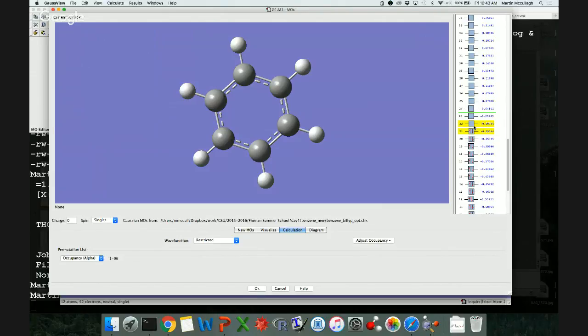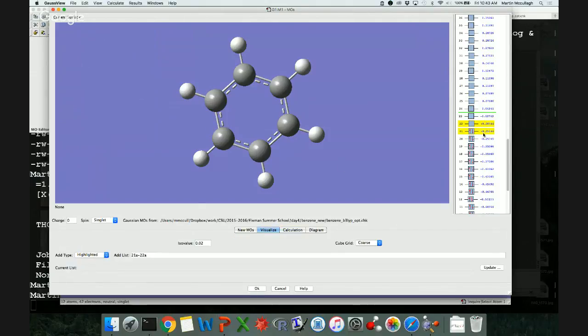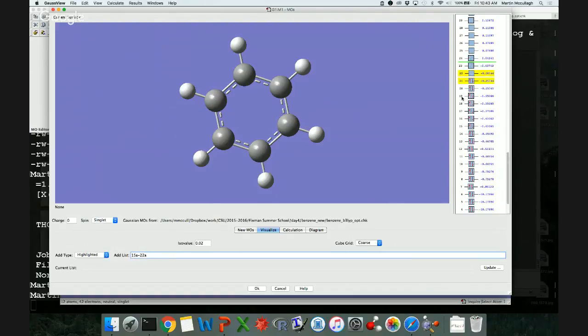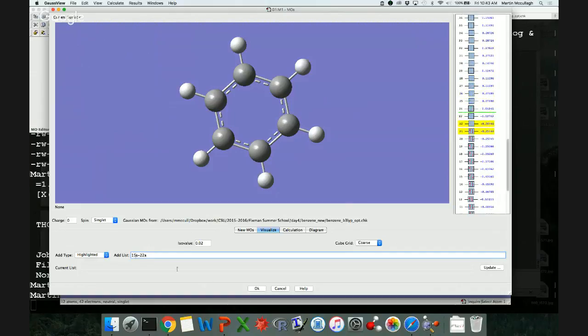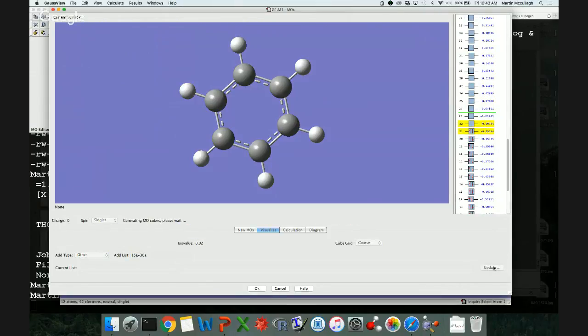So we need to figure out where those pi and pi star orbitals are, what their numbers are, so that we can switch them into the 19, 20, 21, 22, 23, and 24 space. So I'm going to go to visualize, and I could start at 1, but I'm not going to. I'll start at 15. I'm going to go all the way up to, let's say, 30, and visualize 15 to 30. Update. And this will take a second.